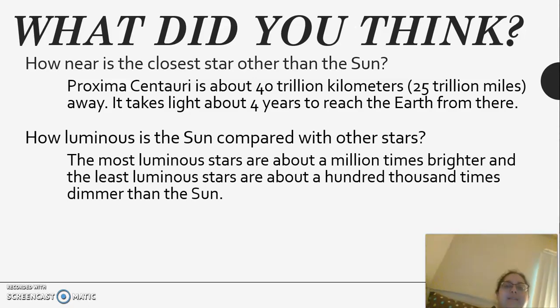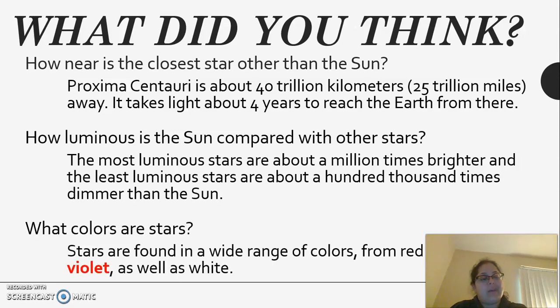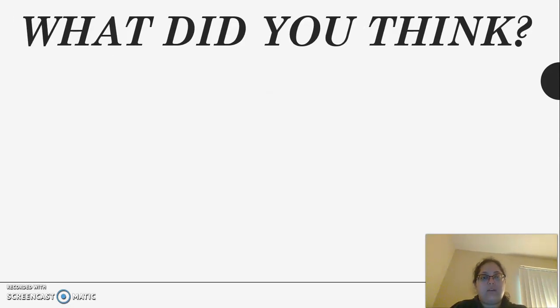So how luminous is the sun compared with the other stars? Well, the most luminous stars are about 1,000,000 times brighter, and the least luminous stars are about 100,000 times dimmer. So it's kind of in the middle. So what colors are stars? Stars are found in a wide range of colors, from red through violet, as well as white.